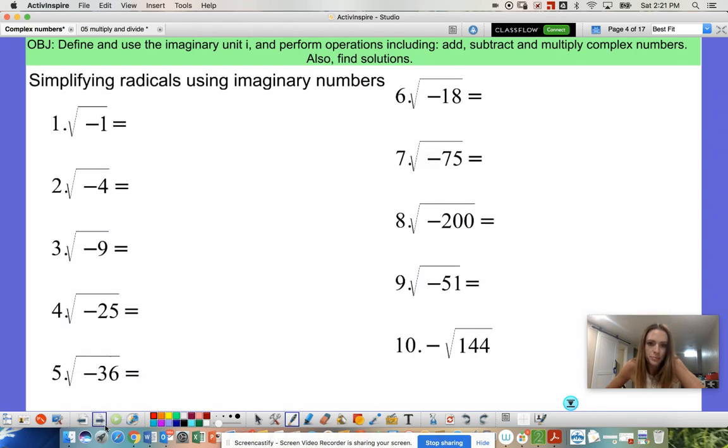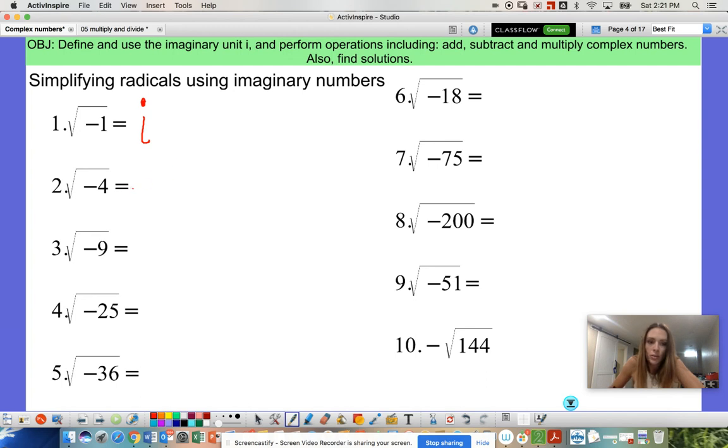So first of all, when you're just simplifying or evaluating something, we don't have to consider our plus or minus option. So remember that. We just want to know what the square root of -1 is, and that is just i. i is the square root of -1.